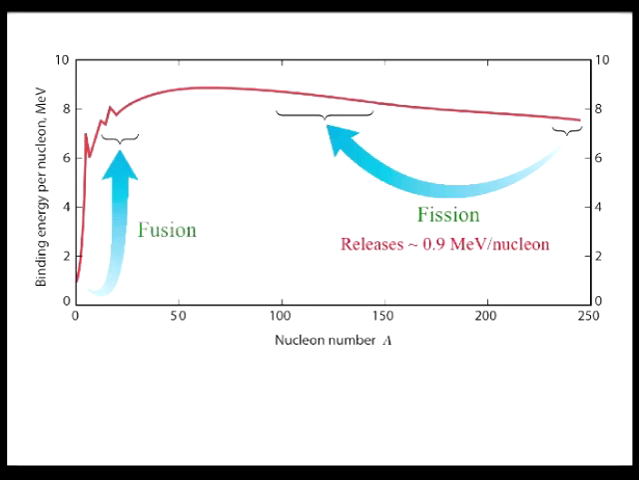When fission occurs, a massive nucleus divides into two fragments whose binding energy per nucleon is greater than that of the original nucleus, thereby releasing energy in the process. When fusion occurs, two low-mass nuclei combine to form a more massive nucleus whose binding energy per nucleon is greater than that of the original nuclei. A substantial amount of energy can be released during a fusion reaction.